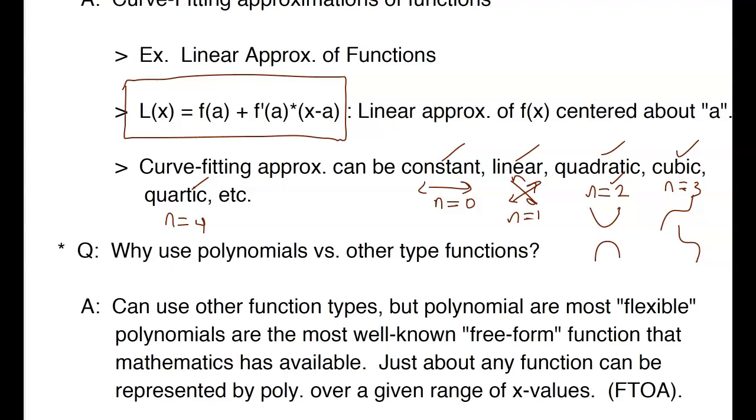Now, the reason why I have this acronym here, FTOA, which is Fundamental Theorem of Algebra, is because one of the basic facts that comes out of the Fundamental Theorem of Algebra is this whole thing that a polynomial could basically represent just about any function over a given range of x values.